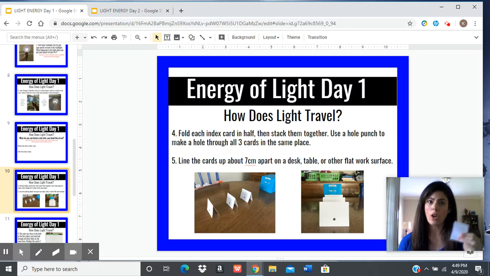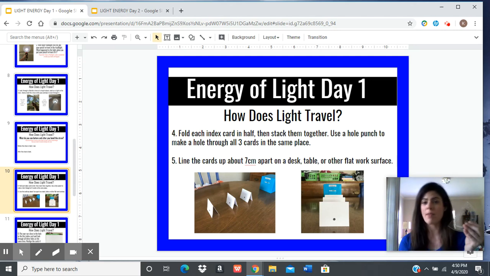Once you have all 3 index cards folded in half, you're going to stack them on top of each other and then use your hole punch to punch a hole through all 3 cards at the same time. After you've punched a hole in all 3 cards, you're going to line the cards about 7 centimeters apart on a desk, table, or other flat work surface.